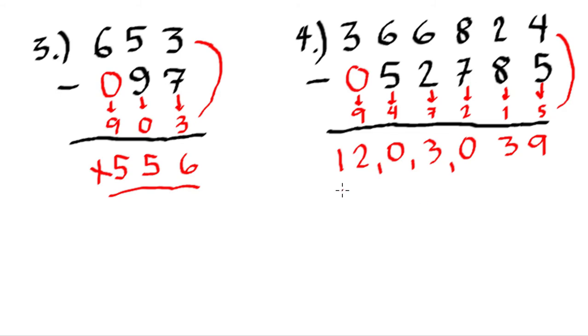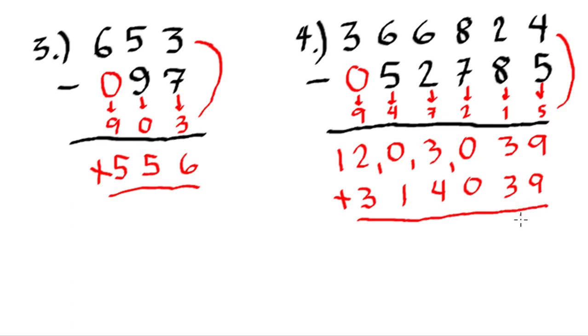So let's fix this up. So we have 1, 3, 1, 4, 0, 3, 9. And we're going to delete the first number on the left, and this is our answer. We have 314,039. And that's the difference. That's the solution for numbers 3 and 4. So if you want to take a screenshot, now is the time for it.